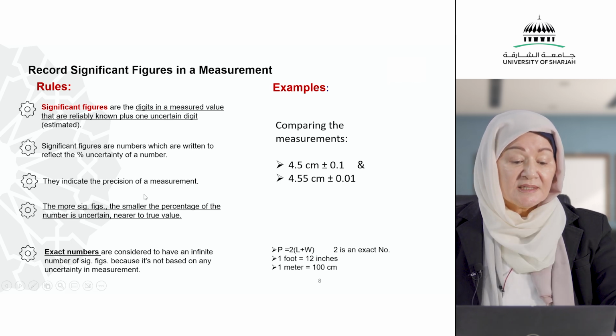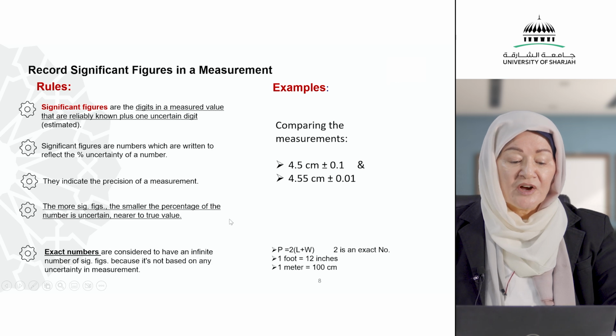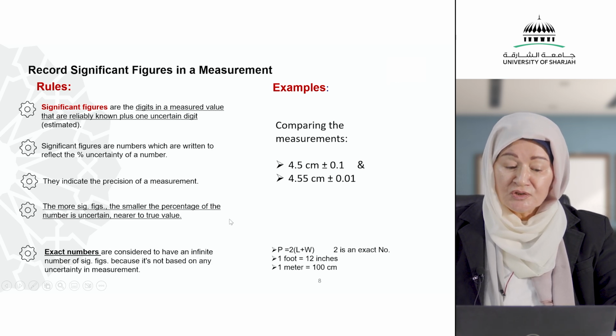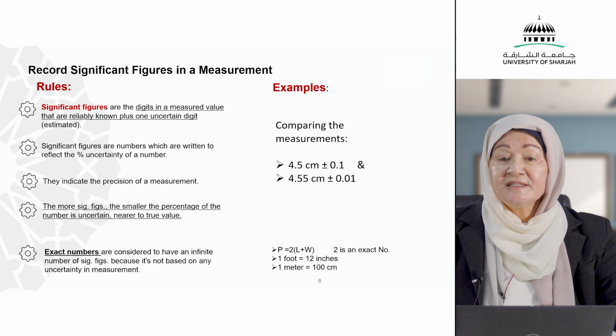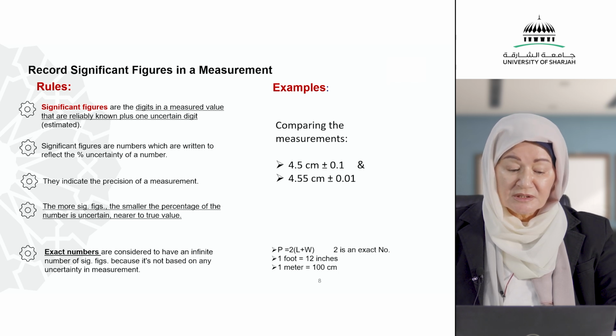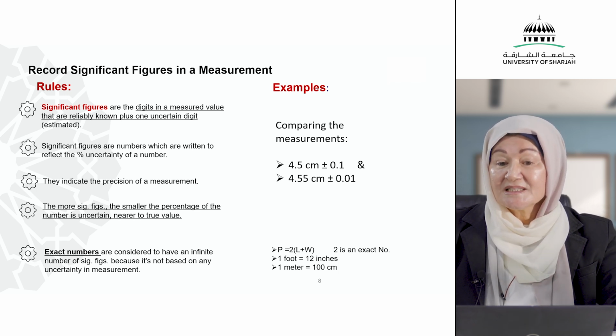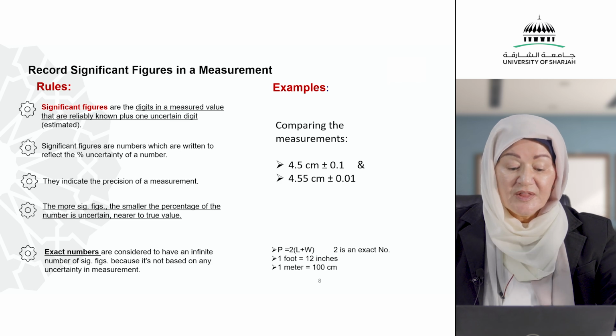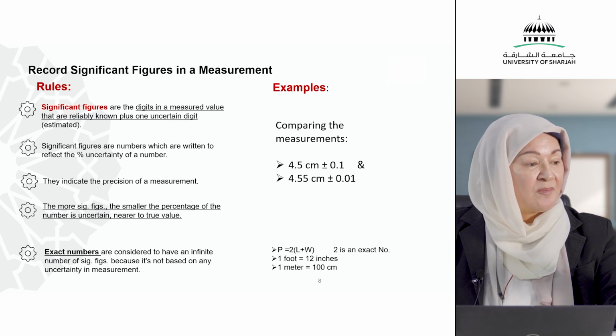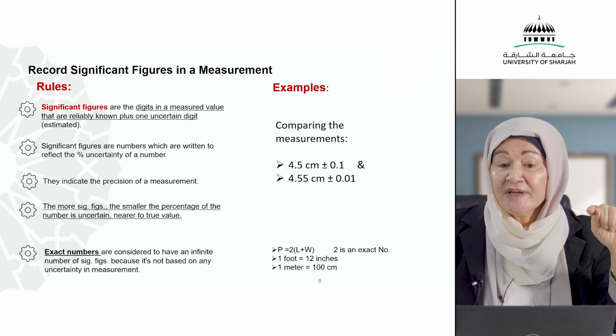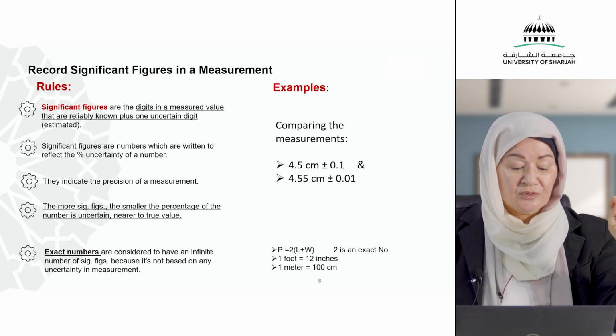Okay. Significant figures are numbers which are written to reflect the percent uncertainty of a number. They indicate the precision of a measurement. The more significant figures I have, the smaller the percentage of the number that is uncertain. It means it's nearer to the true value.